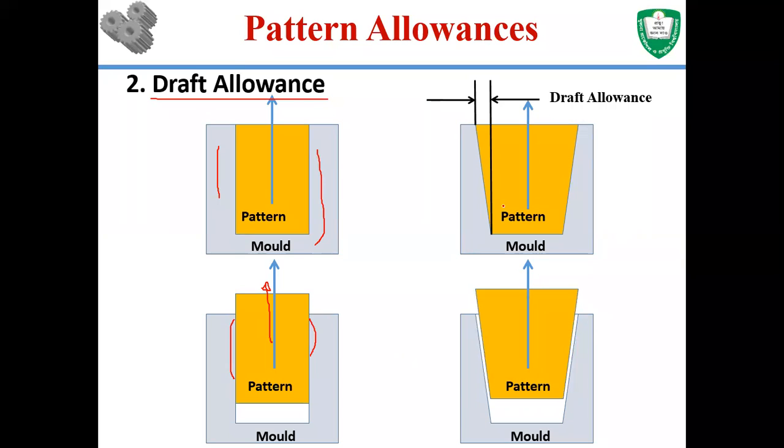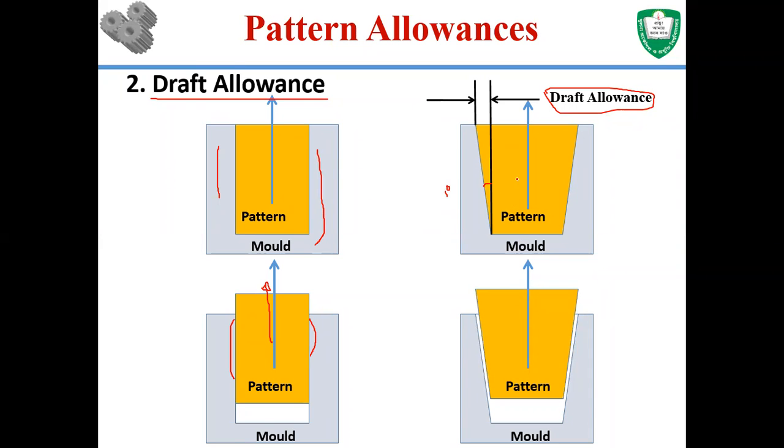But if you give a little bit of allowance, that means an angular allowance, you increase the dimension of the pattern a little bit here, or you can consider an angle of 1 degree or 2 degrees. Then that is called the draft allowance. The benefit is that when you try to remove the pattern, because we need to remove the pattern to create the cavity, right? If you want to create the cavity, then you have to remove the pattern.